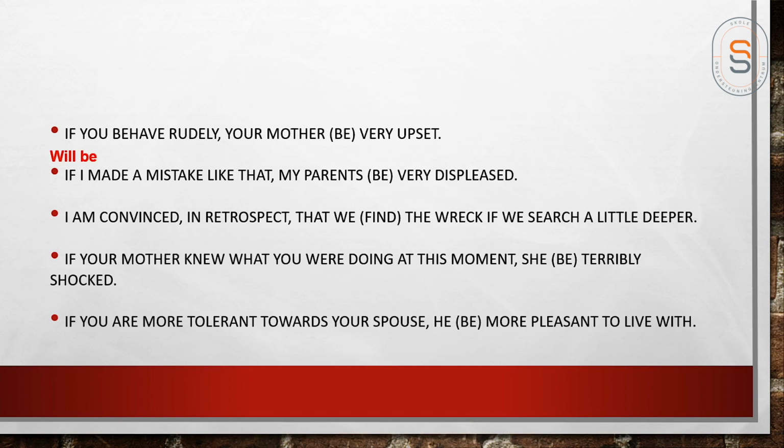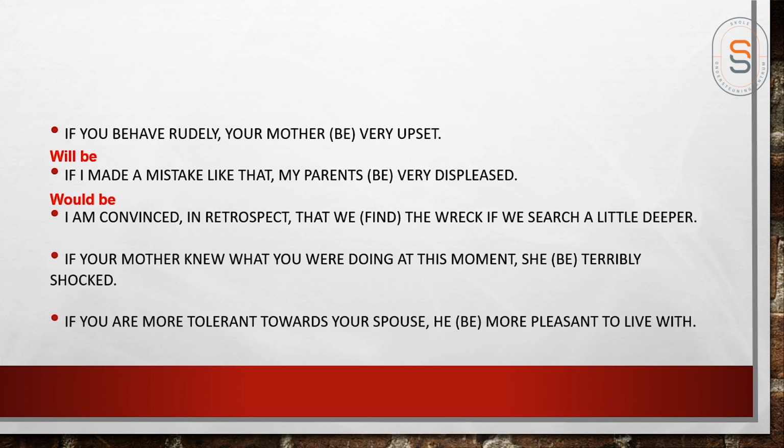The second sentence, if I made a mistake like that, my parents be very displeased. The word made tells us it's in the past tense. Now I remember that's my second type or my second conditional. So if my if sentence is in the past tense, if I made a mistake, then I must use would, could, should, or might and the basic form of the verb. So it would read, if I made a mistake like that, my parents would be very displeased.